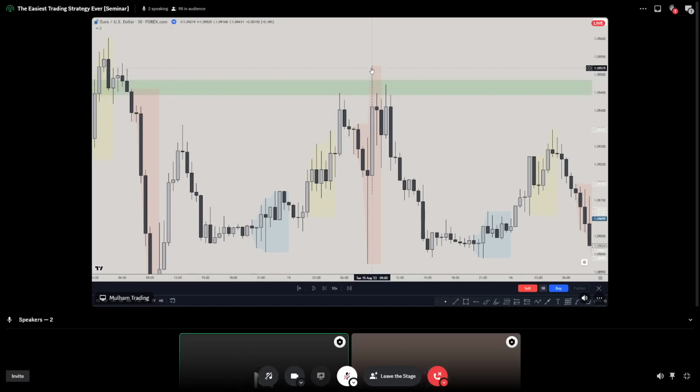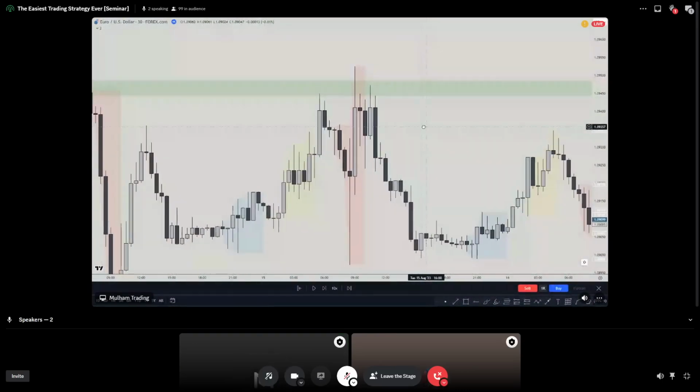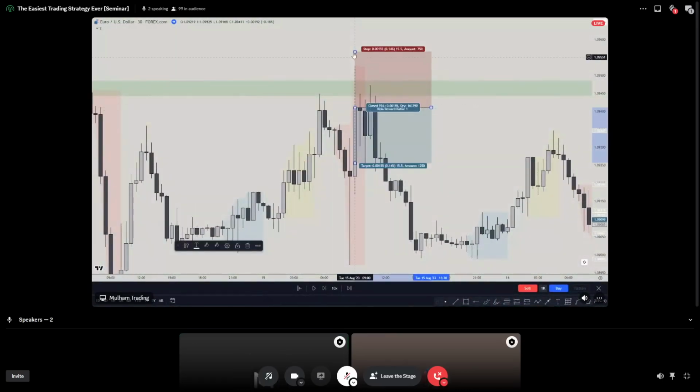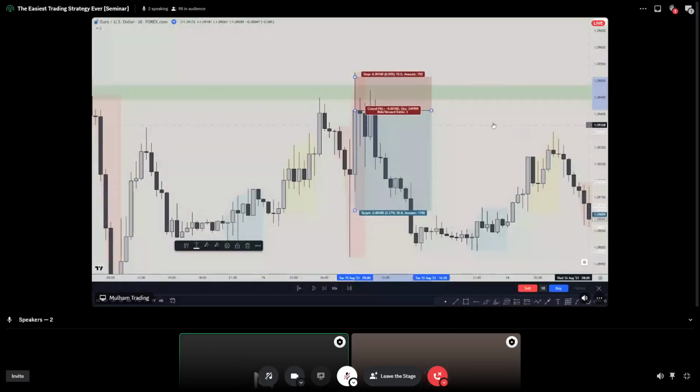Price goes to the fair value gap. Big rejection at 9 a.m. So we are in the New York kill zone, right? So how do we enter? From here, 10 pips stop loss and 30 pips take profit, and then we can see that it's a winning trade. No, don't worry about this.